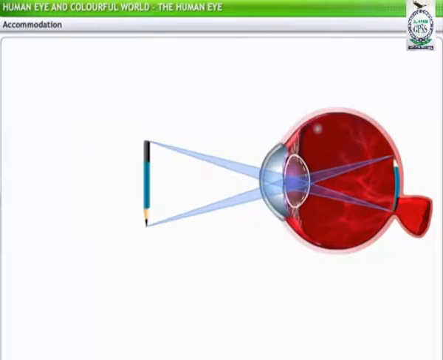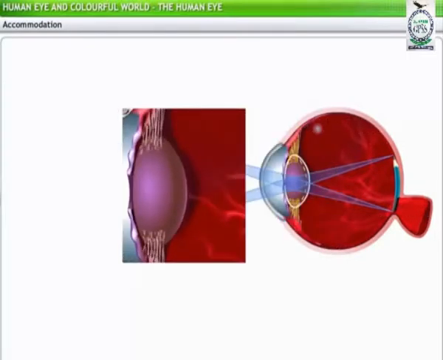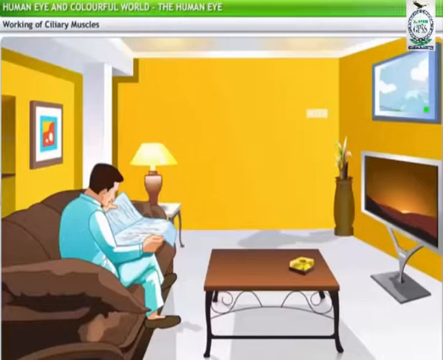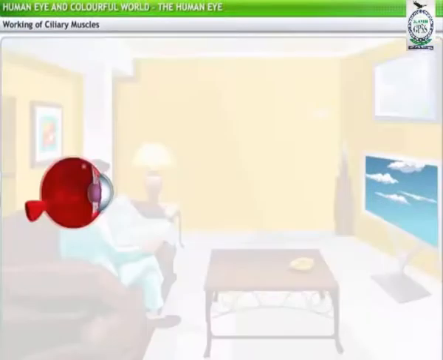To accomplish this task, ciliary muscles are used. The contraction and relaxation of these muscles helps to alter the curvature of the lens. For instance, let's revisit the scenario when a person switches from reading the paper to looking at the television at the end of the room.